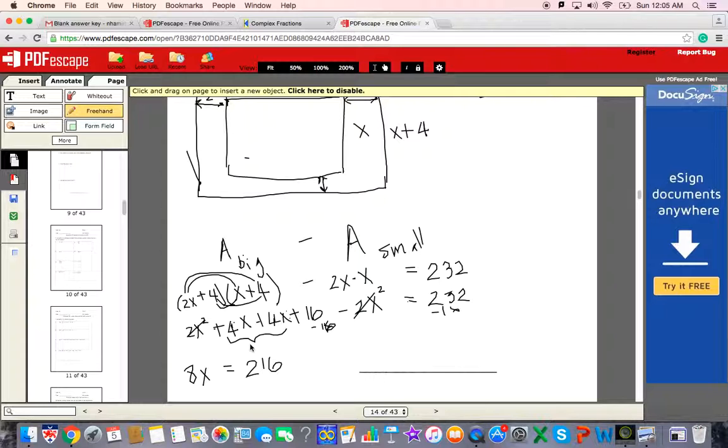Let's see, did I miss something? I most certainly did. 2x times 4x is not 4x. Ooh, you must have been judging me. All right, 2x times 4x is actually 8x. 8x plus 4x is actually 12x. So now we have 12x equals 216. When you isolate the x, you divide both sides by 12. We get that x is equal to 18 inches.